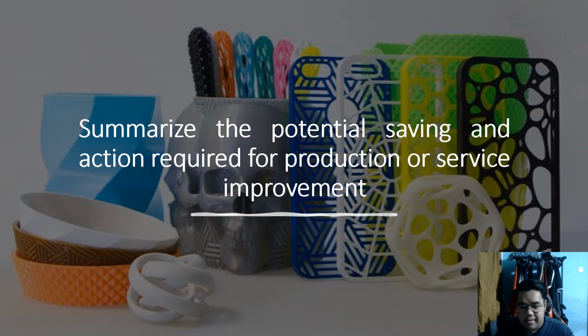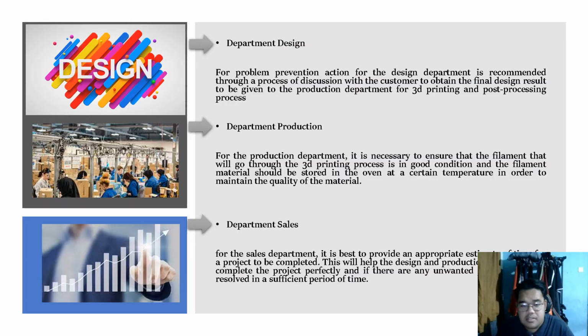Next is to summarize the potential savings and action required for the production and service improvement. There are 3 departments that I think will see improvement. For the design department, the problem-preventing action recommended is a process of discussion with the customer to obtain the final design result to be given to the production department for 3D printing and post-processing.